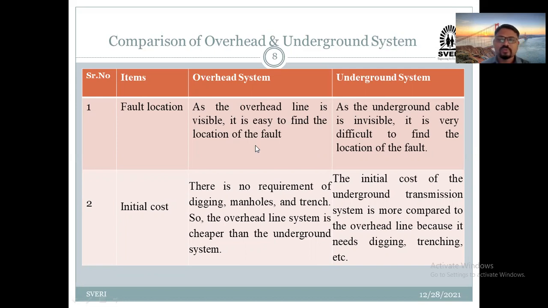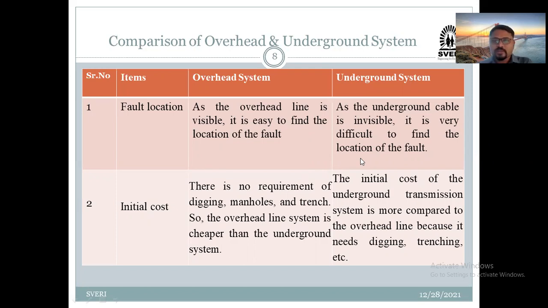कळलंय का सगळ्यांना? Whether everybody got this second point related to the initial cost? Whether everybody got this point? Yes, sir. Why that particular initial cost is less as far as the overhead system is concerned.